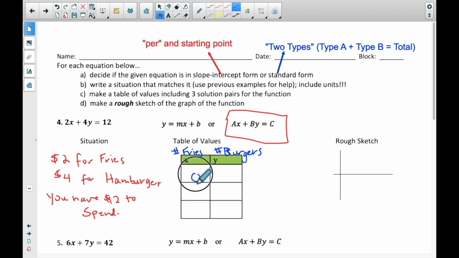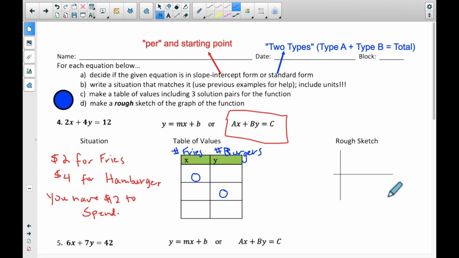So if we order 0 fries, we'll figure that out. We'll do the cover-up method. If we order 0 burgers, we'll do the cover-up method. All right, so I brought back my dot so we can do the cover-up method. But maybe before we do that, we should go to our axes.